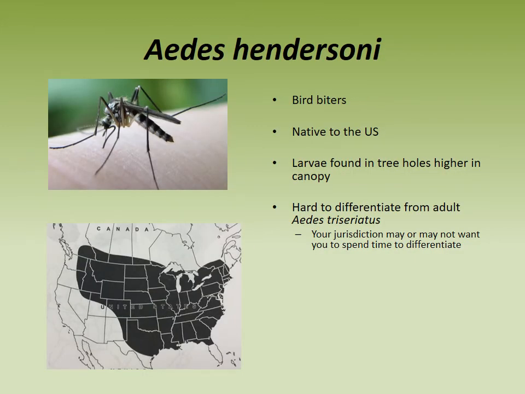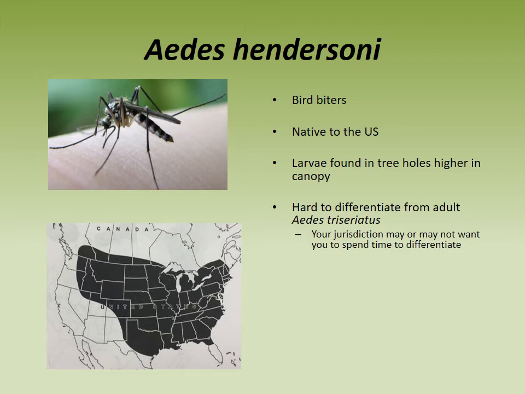Aedes hendersoni. So this species looks very similar to Aedes triseriatus, and your biologists or the people you work with may not want you to differentiate between hendersoni and triseriatus. You're just going to ID them all as triseriatus, because sometimes it's very difficult to see and understand the differences between the two. But if your biologists are interested in looking at these, then great. You now know some of these differences, or at least I'll show you in the next slide.